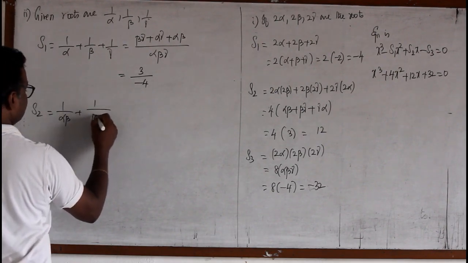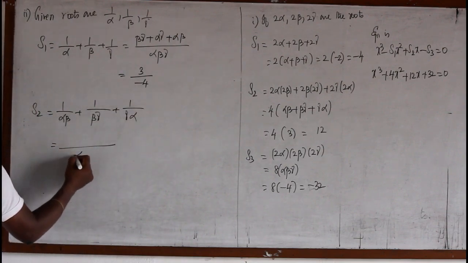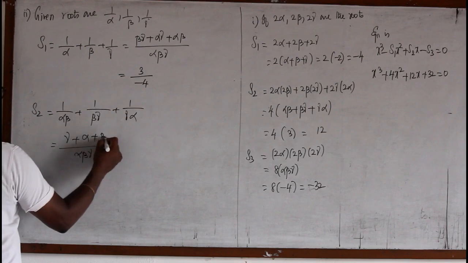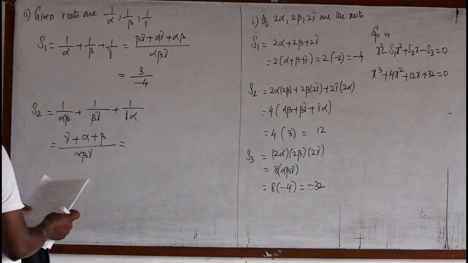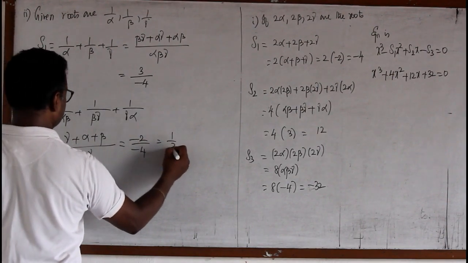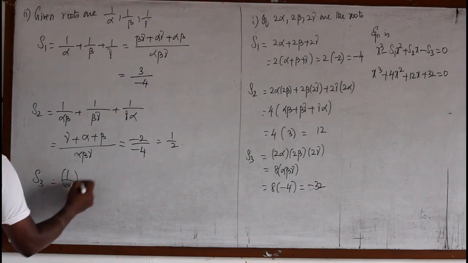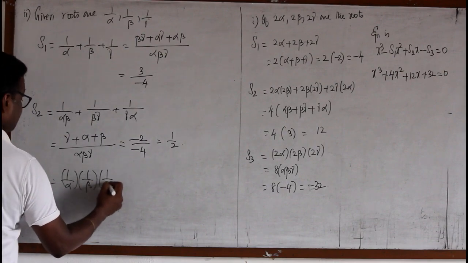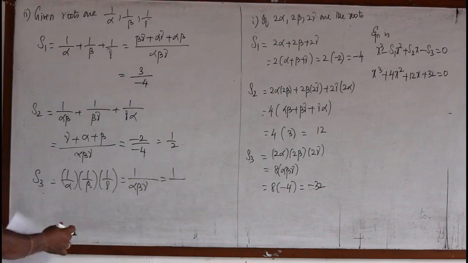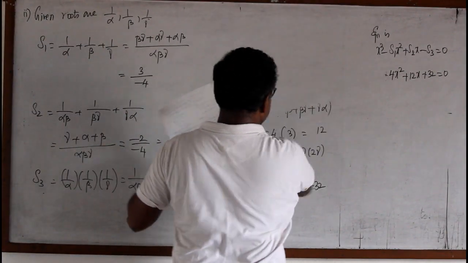Now, S2 is 1 by alpha beta plus 1 by beta gamma plus 1 by gamma alpha. If I take the LCM, the LCM is alpha beta gamma. The missing letters are gamma plus alpha plus beta. It is nothing but alpha plus beta plus gamma, whose value is minus 2, and this one is minus 4. So the answer is 1 by 2. Then S3 is the product of the three roots, 1 by alpha into 1 by beta into 1 by gamma, 1 by alpha beta gamma, which is 1 by minus 4.